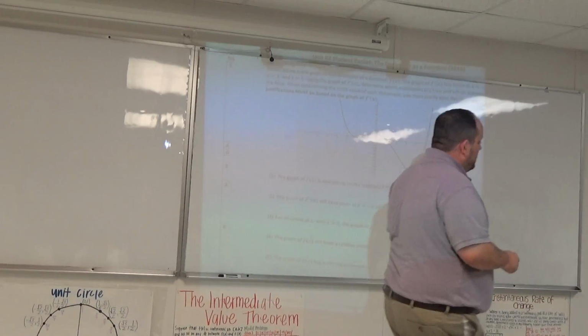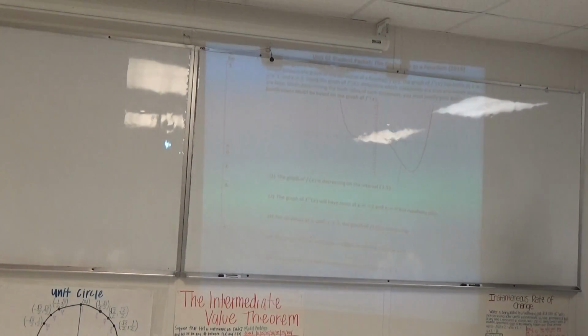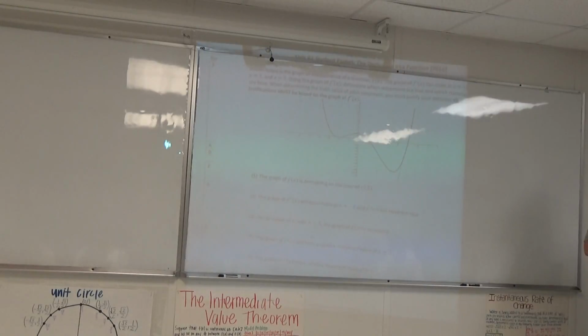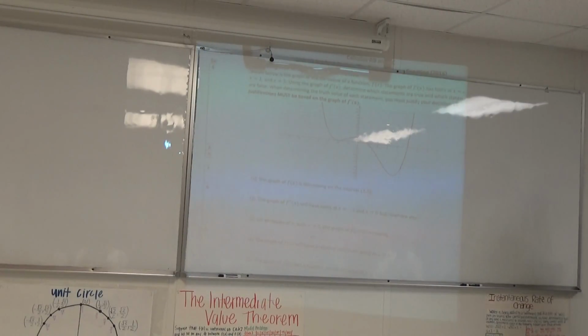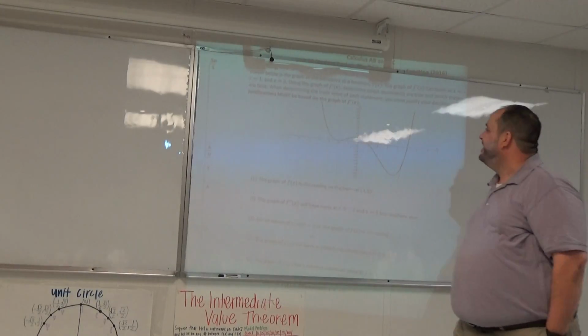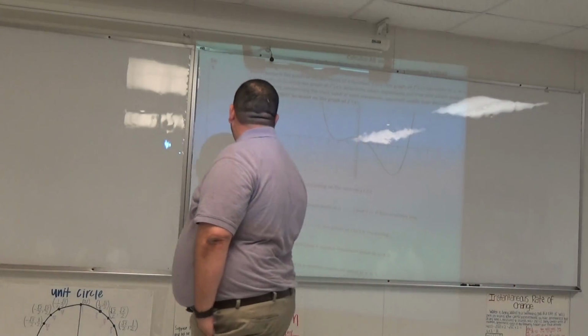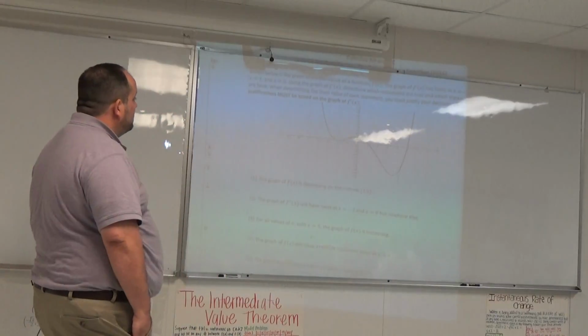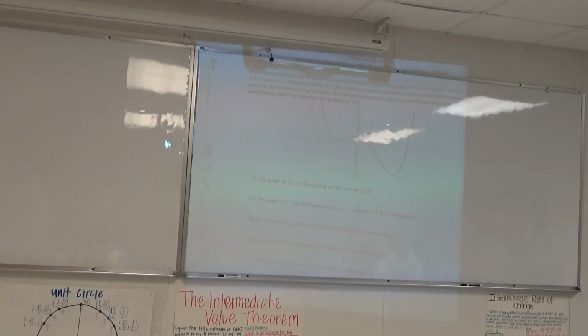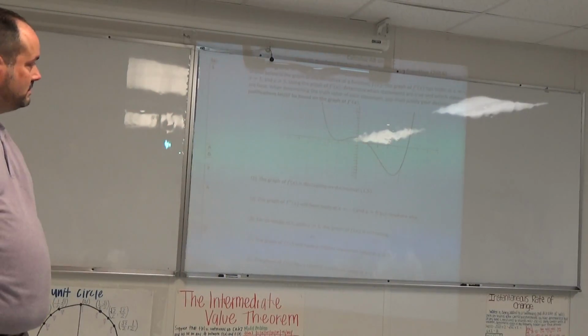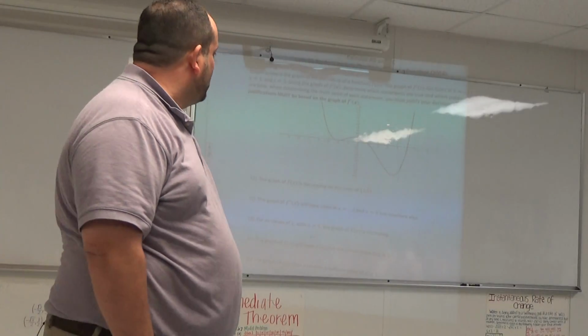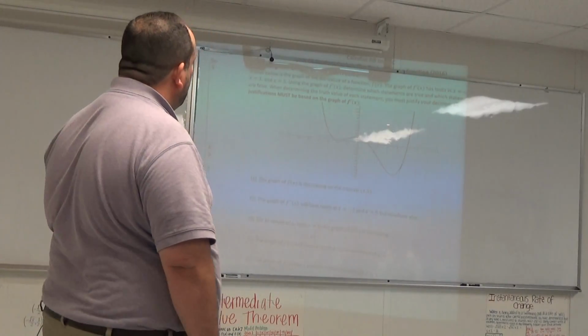Shown below is the graph of the derivative of a function f of x. The graph of f prime of x has roots at x equals -2, x equals 1, and x equals 5. Using the graph of f prime of x, determine which statements are true and which statements are false. When determining the truth value of each statement, you must justify your decision. All justifications must be based on the graph of f prime of x.